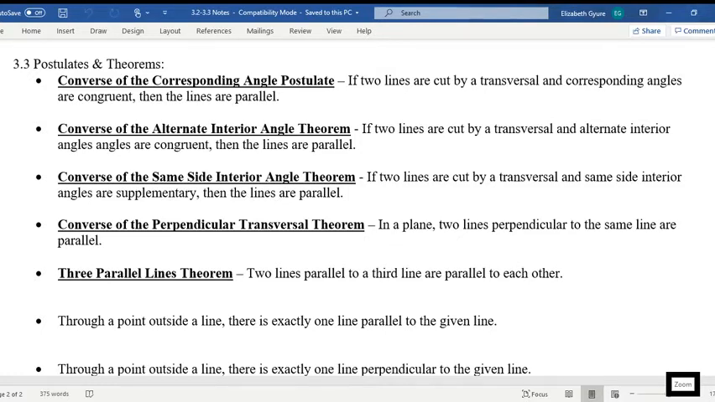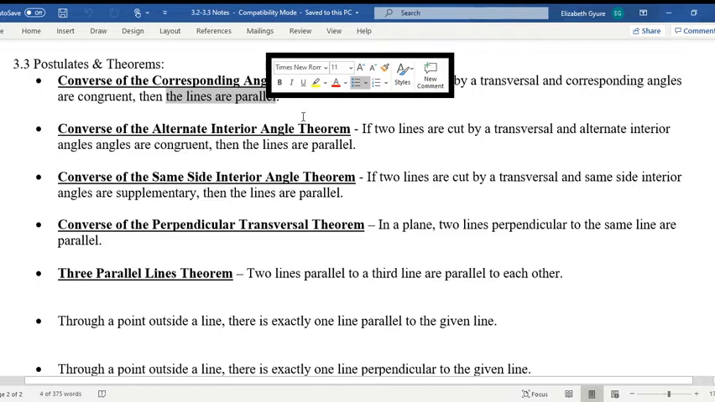So 3.3 is dealing with the converse of all the theorems and postulates we talked about before. The first thing is the converse of the corresponding angles postulate, and that says if two lines are cut by a transversal and corresponding angles are congruent, then the lines are parallel. Remember, converse means reverse, so this postulate was just flipped around. In this situation, you are given corresponding angles that are congruent, and therefore you will be able to conclude that the lines are parallel.